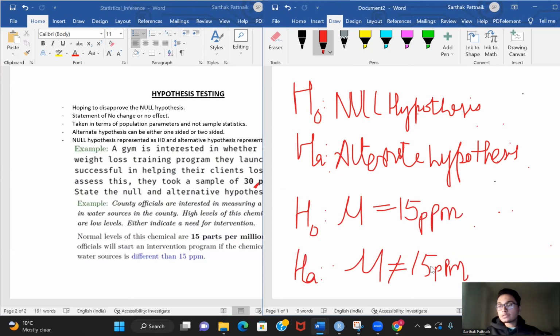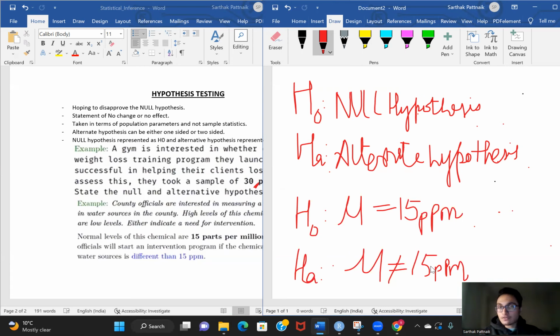So I hope you understood the difference between one-sided and two-sided. In one-sided, we are only concerned with finding evidence for one of the two possibilities of the alternate hypothesis. And in case of a two-sided alternate hypothesis, we are concerned with finding evidence for both scenarios. Here we need to find evidence for mu greater than 15 ppm and also for mu less than 15 ppm, as both lower levels and higher levels of chemicals indicate a sign of harmfulness in the water bodies.